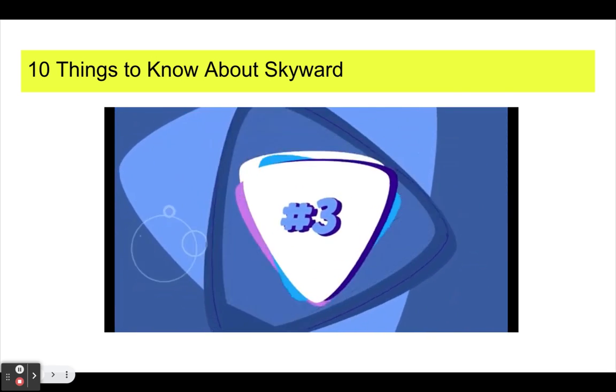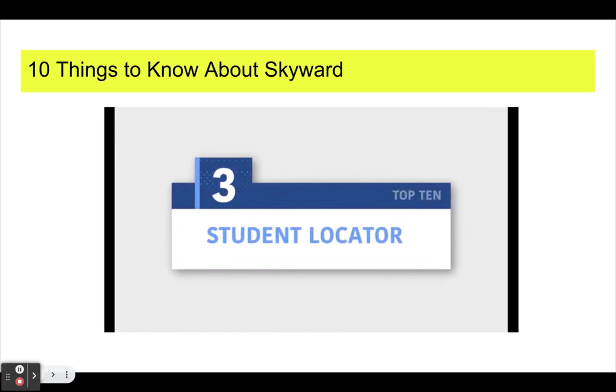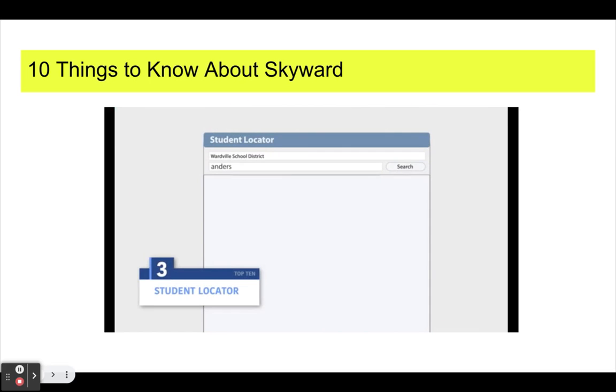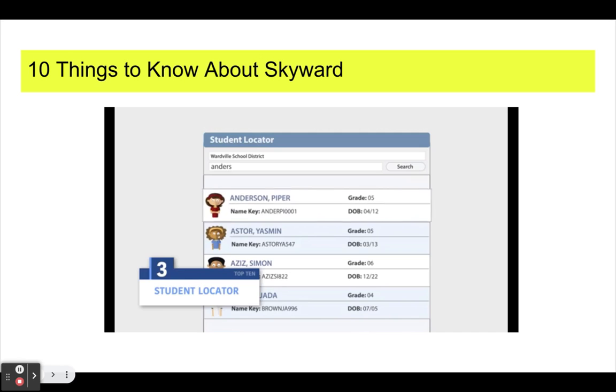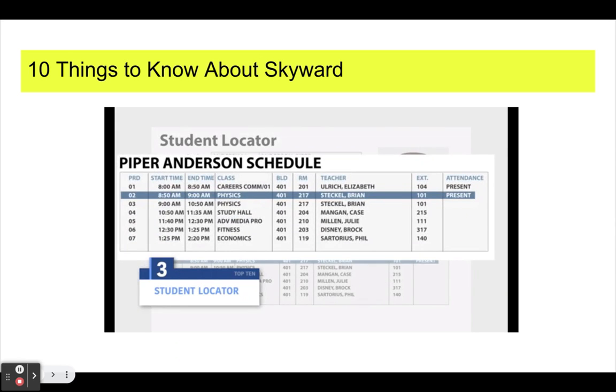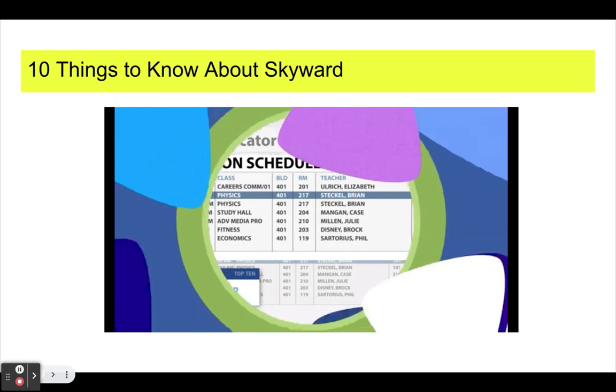Number 3, Student Locator. You've heard it said, expect the best, prepare for the worst. If a crisis strikes your district, the Student Locator makes it easy for you to know in an instant where in the building each student is. Parents will also appreciate how quickly you can locate their children when they call.